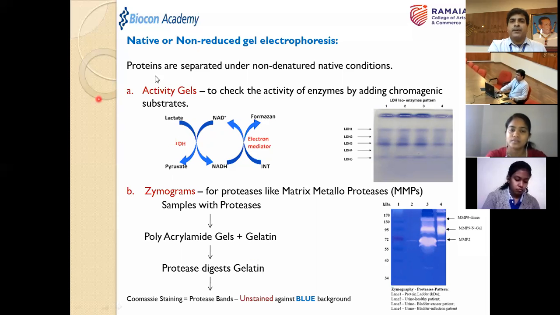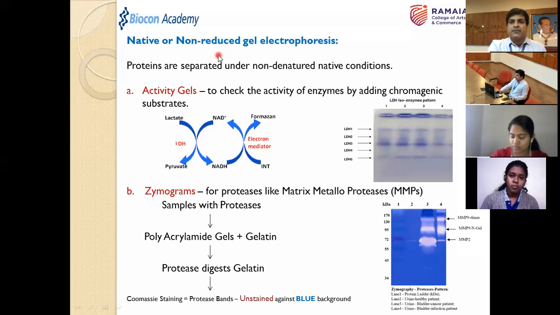So if you want to separate, characterize, or analyze such native structure of the protein, that is under non-reduced conditions. SDS is a reducing condition. So here native means without SDS, that is non-reduced or non-denatured. If a protein is denatured, that is denatured. Non-reduced or non-denatured means it is in its original, functional state.